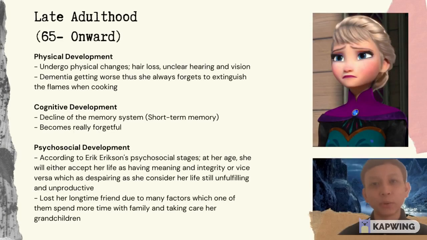Next, for late adulthood, in terms of physical development, Anna undergoes physical changes such as hair loss, unclear hearing, and vision. Her dementia is also getting worse, thus she always forgets to extinguish the flames when cooking. And for cognitive development, Anna had a decline of memory system, which makes her develop short-term memory. Thus she becomes really forgetful.